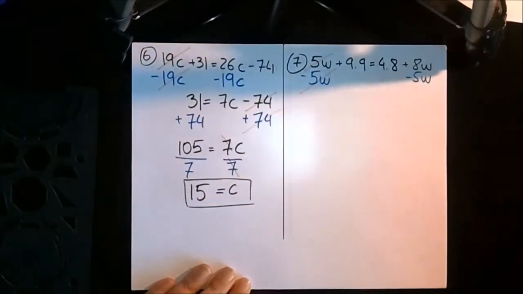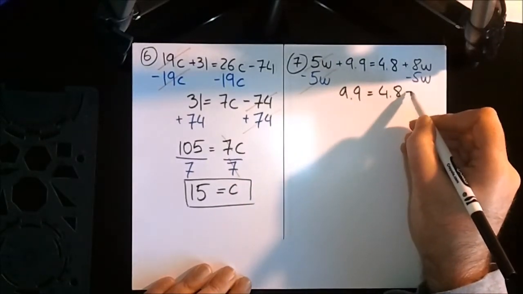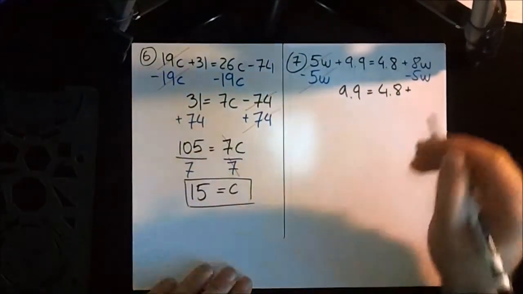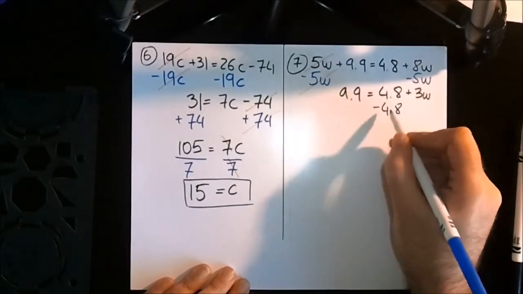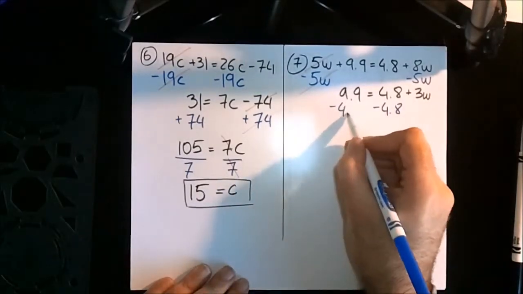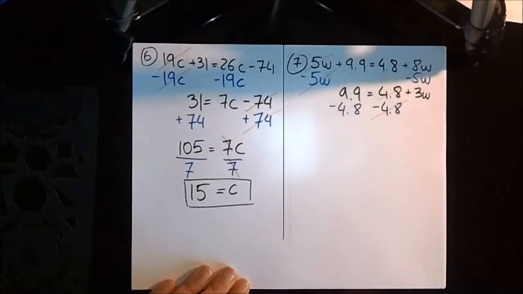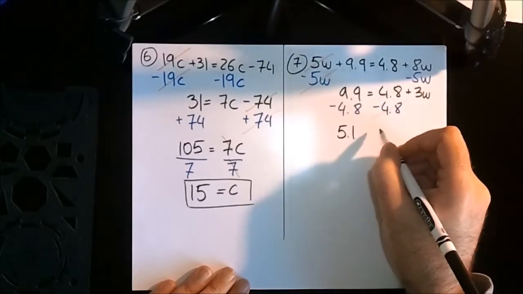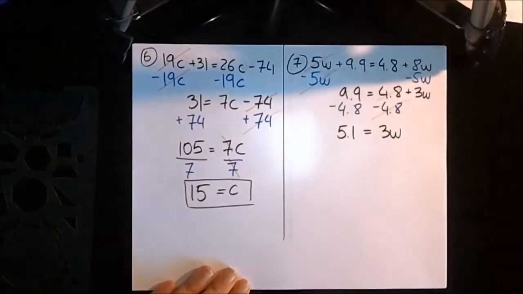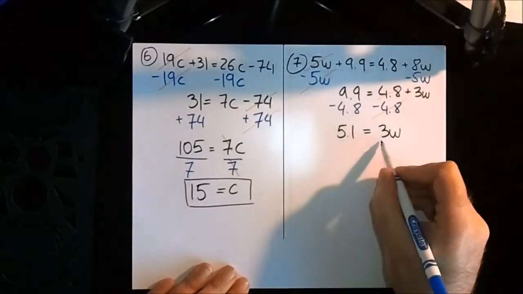So that is now officially 0. I'm left with a positive 9.9 equals 4.8, and 8w minus 5w is a positive 3w. Then of course I'm going to get rid of this right here by doing minus 4.8 from both sides, the positive 4.8. To get rid of it, I do a negative 4.8. Okay. On this side it's a 0. And on this side we do end up with a positive 5.1, if my math is correct, of course. Seems right. 9 minus 4 is 5, and 9 minus 8 is 1. Yep, that's right. Alright, and my very last step, of course, is to divide both sides by 3.